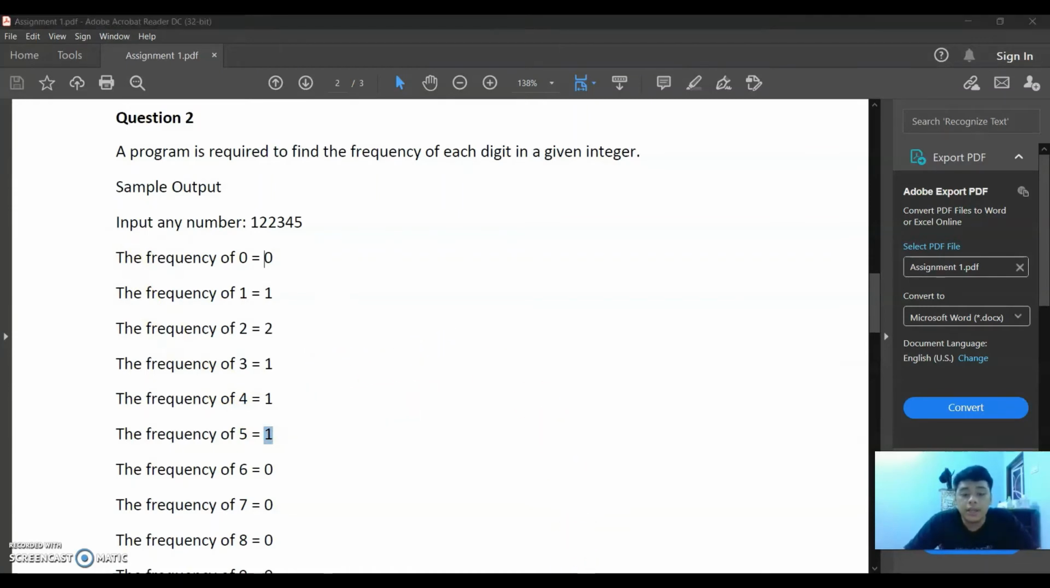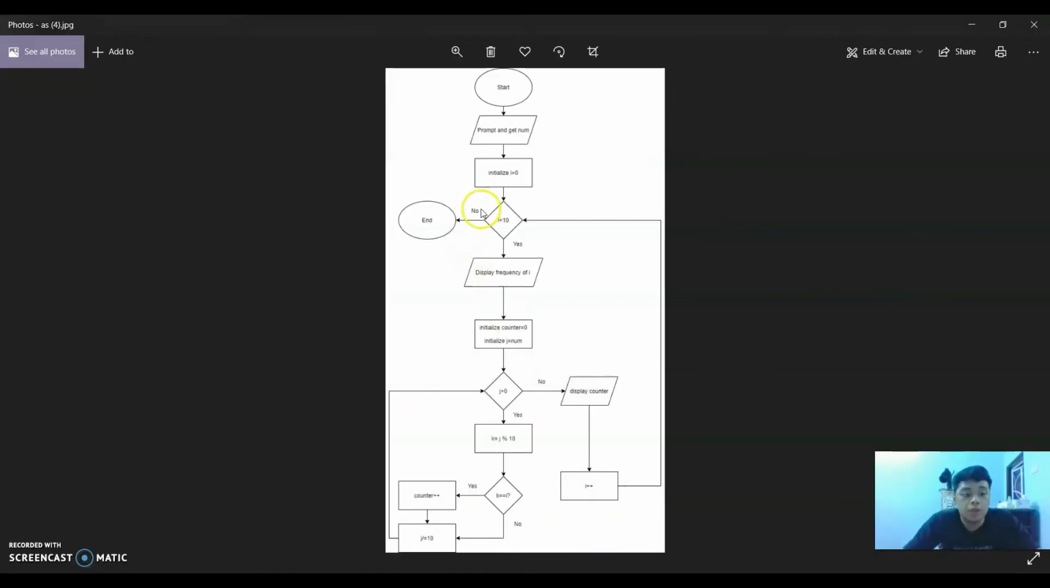So looking at the flowchart here. It will start with start, then we prompt and get num. We initialize i equal to 0. Then we'll go for the first loop, which is the outer loop. So for i less than 10, it will display the frequency of i. It will initialize counter equal to 0, initialize j equal to num. Then going to the inner loop, which is the part that will calculate the frequency for each digit. The outer loop is basically for displaying purposes.